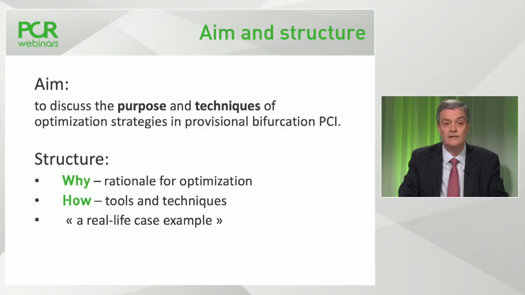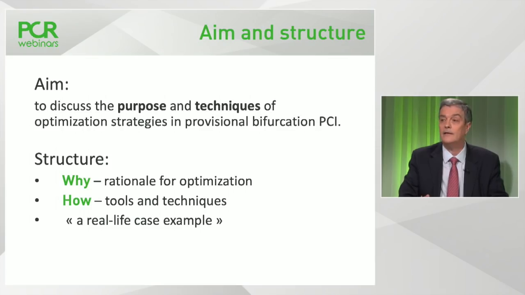Yeah. So here are the learning objectives of today's roundtable. Of course, we will discuss the indications and different steps of provisional side branch stenting with specific focus on available techniques for optimizing the results. So the main question is why, what is the rationale for performing stent optimization, and how to do it. It's actually tools and techniques to achieve this. And to do it, we want to put everything in a real case example.